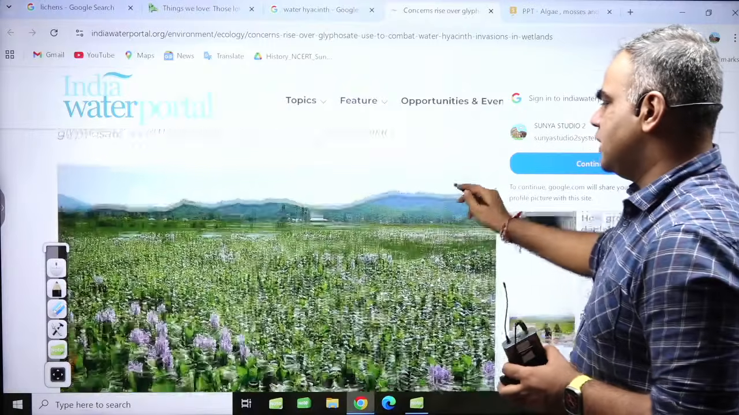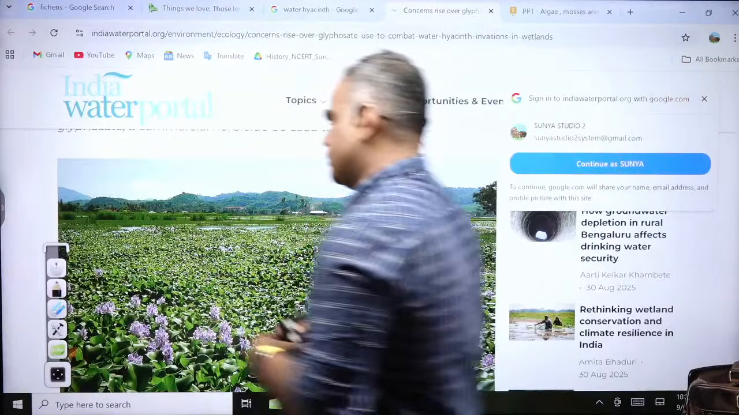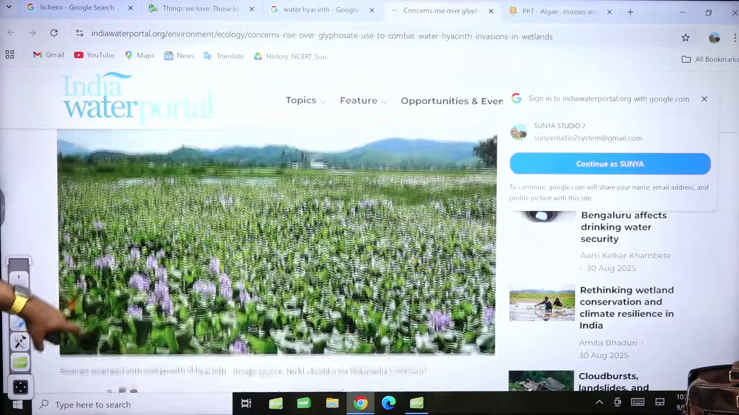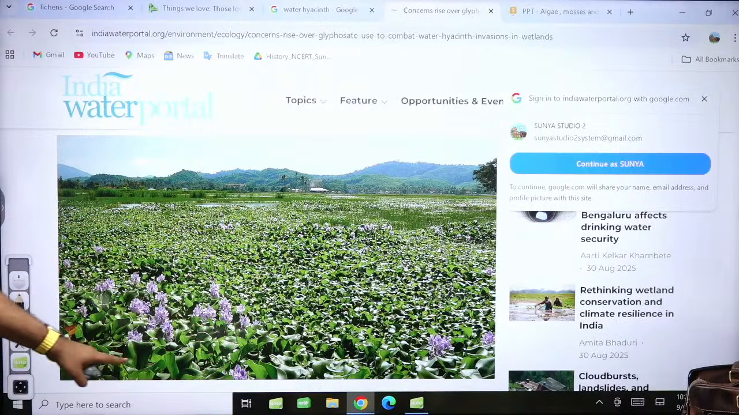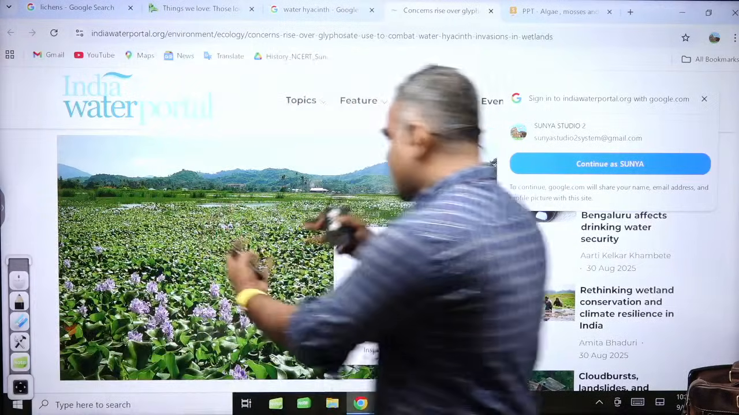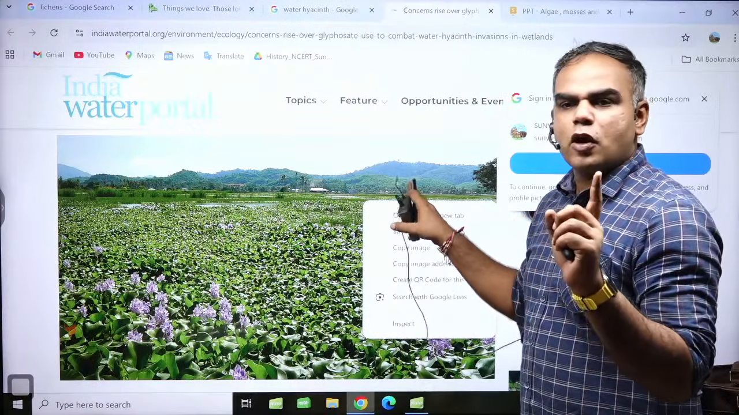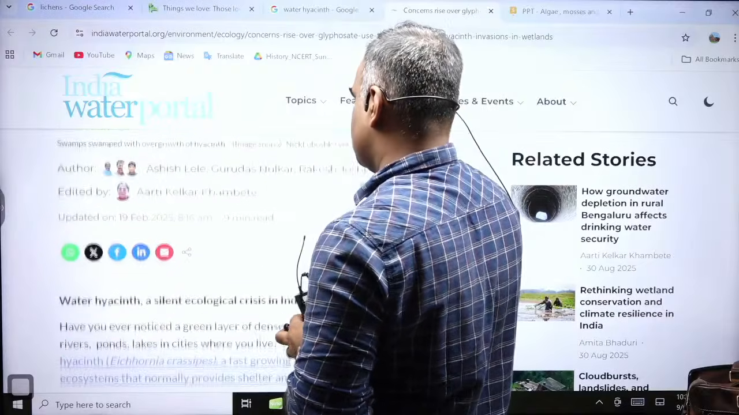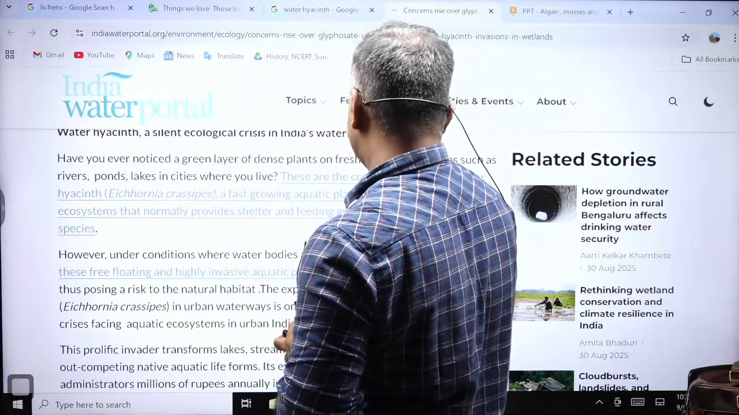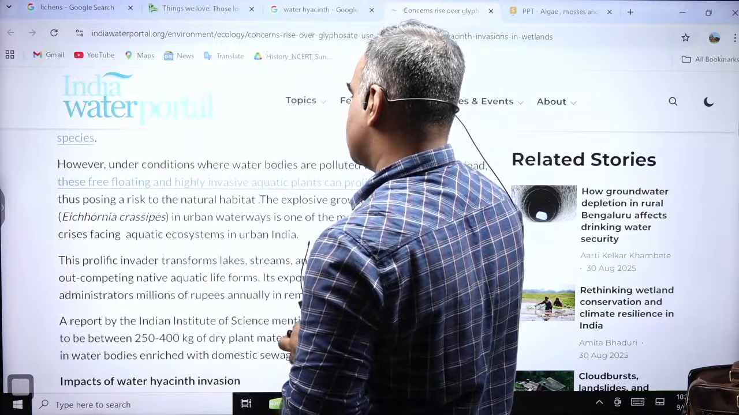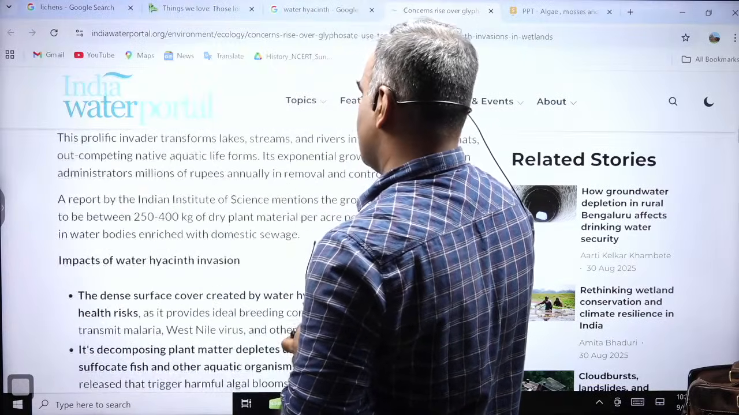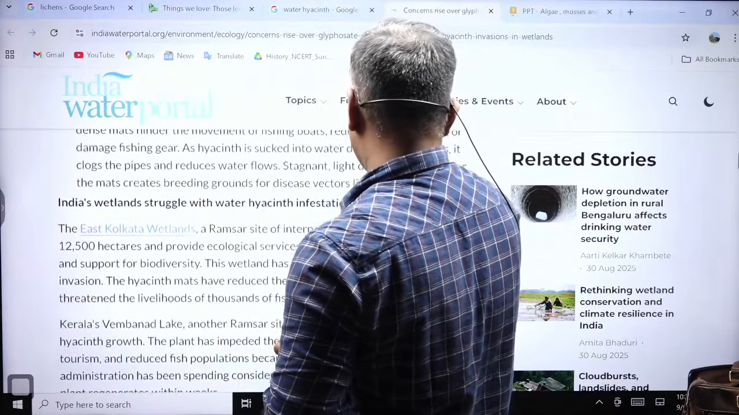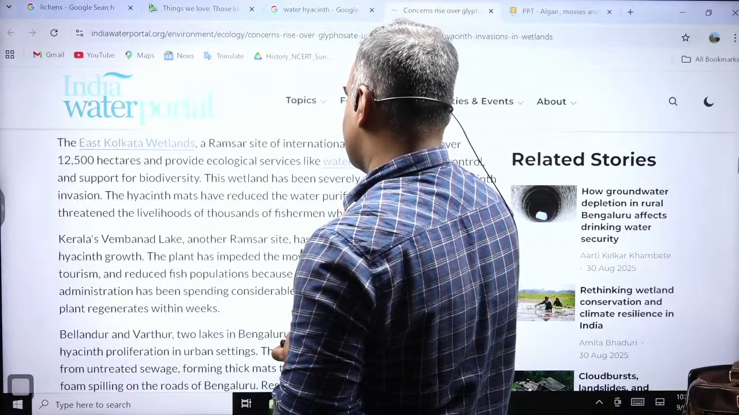You can see the entire thing. This is what invasion is. The entire wetland, for example, is swamped with the overgrowth of water hyacinth. So other species cannot grow. It will take up most resources. This is why this is known as the terror of Bengal. Of course, it is found in other areas also. Let's see which area they are talking about. It can also be in Kerala, etc. Okay, they are talking about the East Kolkata Wetlands.